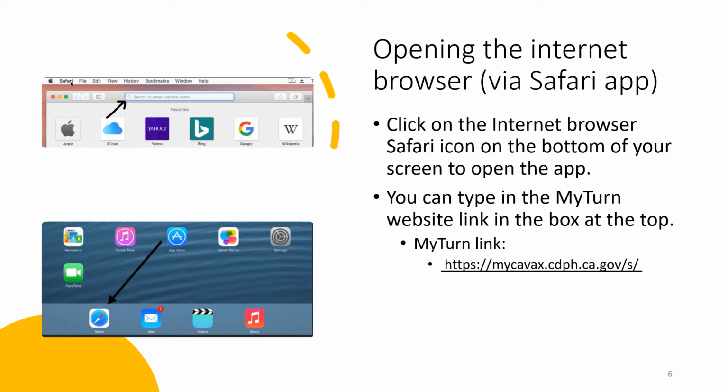Opening the internet browser. Once you are connected to Wi-Fi, click on the Safari app to open the internet browser. In the box at the top, you can type in the URL to get to the My Turn website. The site link is located right here, mycavax.cdph.ca.gov.